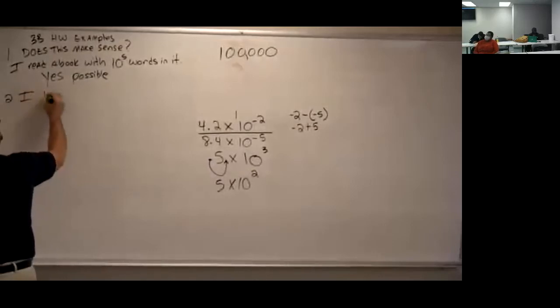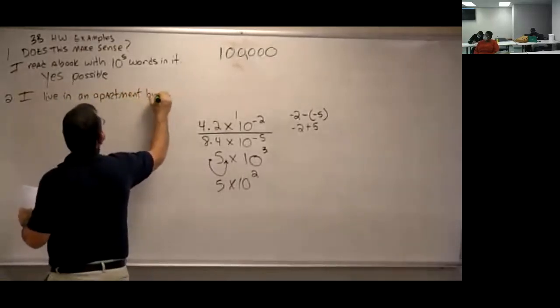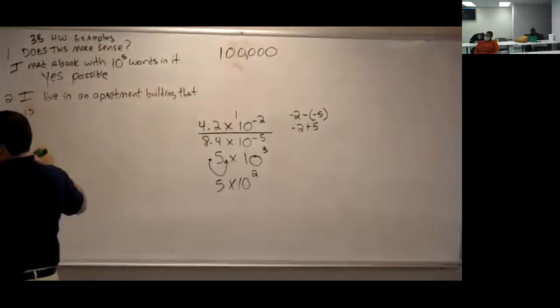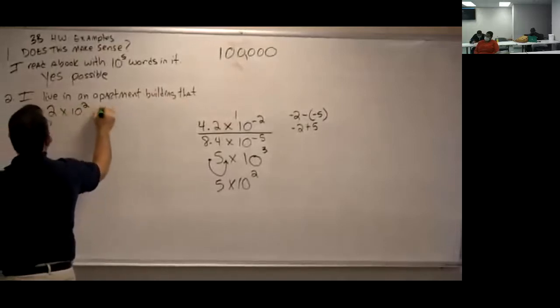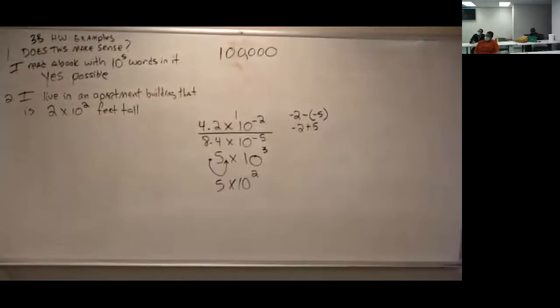What about this? I live in an apartment building that is two times 10 to the second feet tall. So 10 to the second is basically 100, times 2 would be 200. Is it possible to have a 200-foot tall apartment building? Yes, definitely, right? What's the average, about 10 feet a floor or something? So 20 stories maybe?